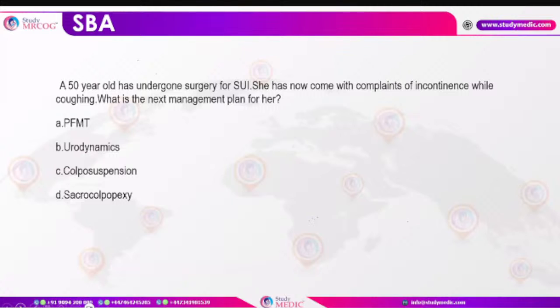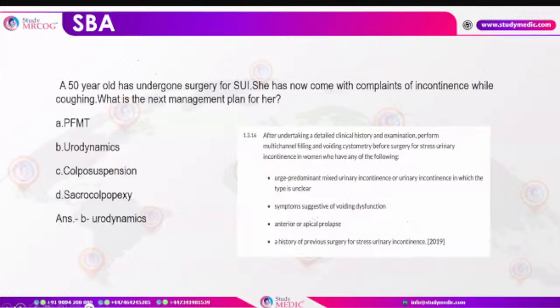Now, another typical question is, you have a 50-year-old who has undergone surgery for SUI and she has come back again with complaints of incontinence while she is coughing. So what is the next management plan for her? Pelvic floor muscle training, urodynamics, colposuspension, or sacrocolpopexy? Sacrocolpopexy is out of the question because she doesn't have any wall prolapse. Okay. So PFMT, urodynamics, or colposuspension. Among these, you have to choose.